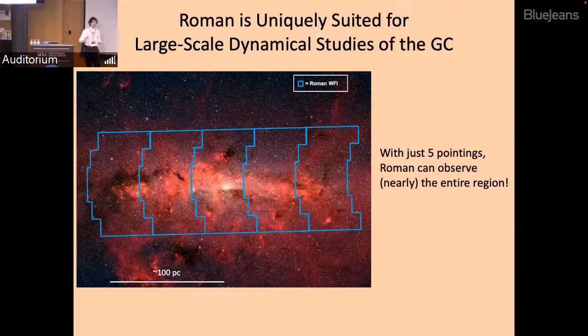With just 5 pointings of the Wide Field Instrument, you could image nearly the entire Galactic Center region, with HST resolution and precision. That makes Roman uniquely suited for large-scale dynamical studies of the Galactic Center. We could measure proper motions out to radii of 150 parsecs from Sagittarius A*. Now we're starting to reach size scales where we observe these features in other galaxies and other galactic nuclei. But we have all the detailed proper motion information.